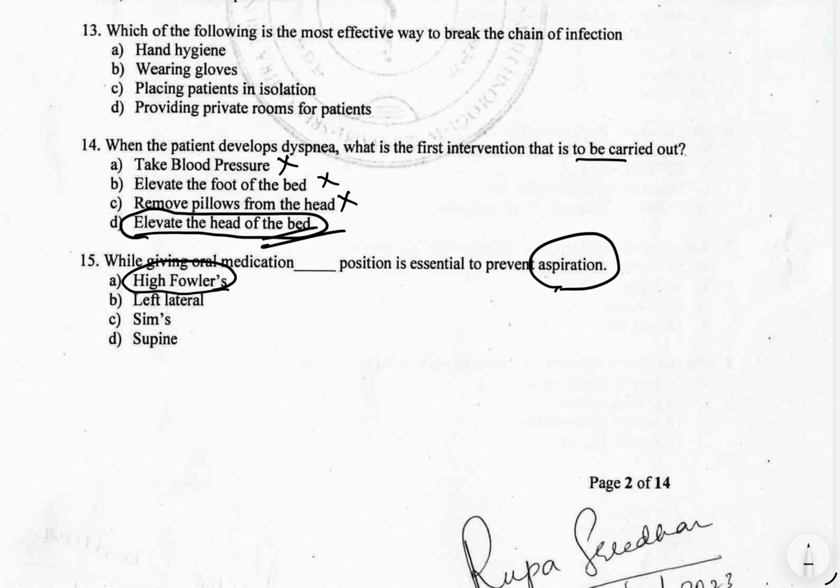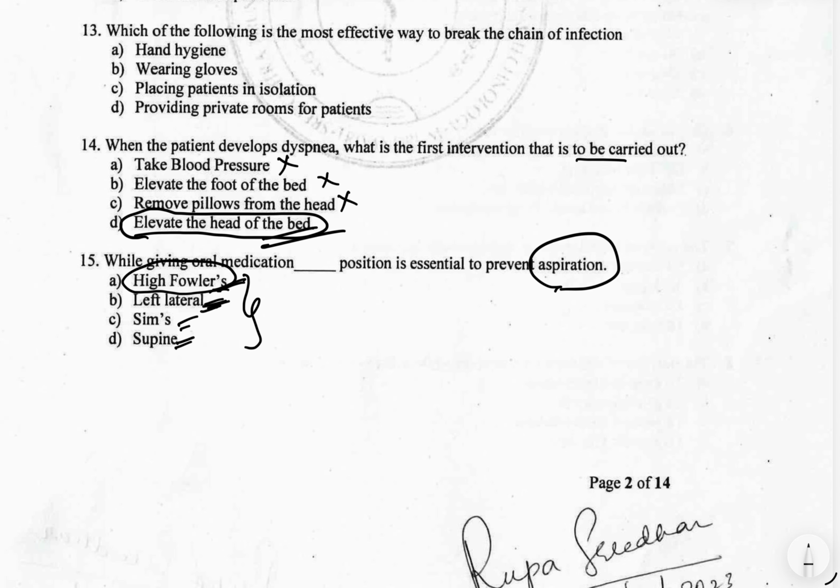What is the need of this question here? Everybody knows we need to sit up straight while taking the medication. What is the importance of the question here? If you don't know the terms here, high Fowler's, left lateral, Sims, supine, you are going to get confused. Because Sims lateral position, everybody knows, and supine position is lying flat on the back, and left lateral position is turning to the left side of the bed.